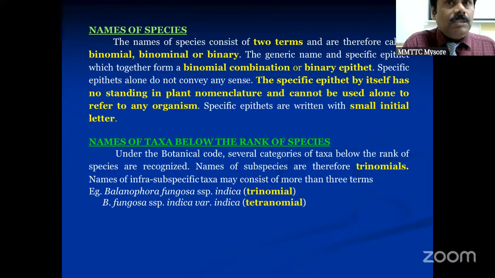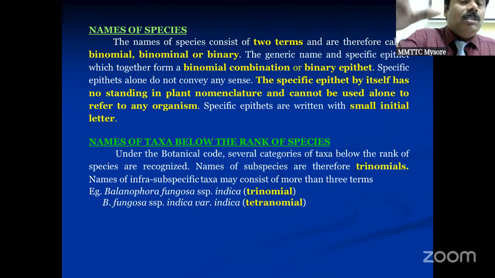What does variety mean? A subdivision of a species. Under the botanical code, several categories of taxa below the rank of species are recognized. Names of subspecies are therefore always trinomial. Balanophora indica subspecies indica, trinomial. If you are given a situation like that, you have to write trinomial.